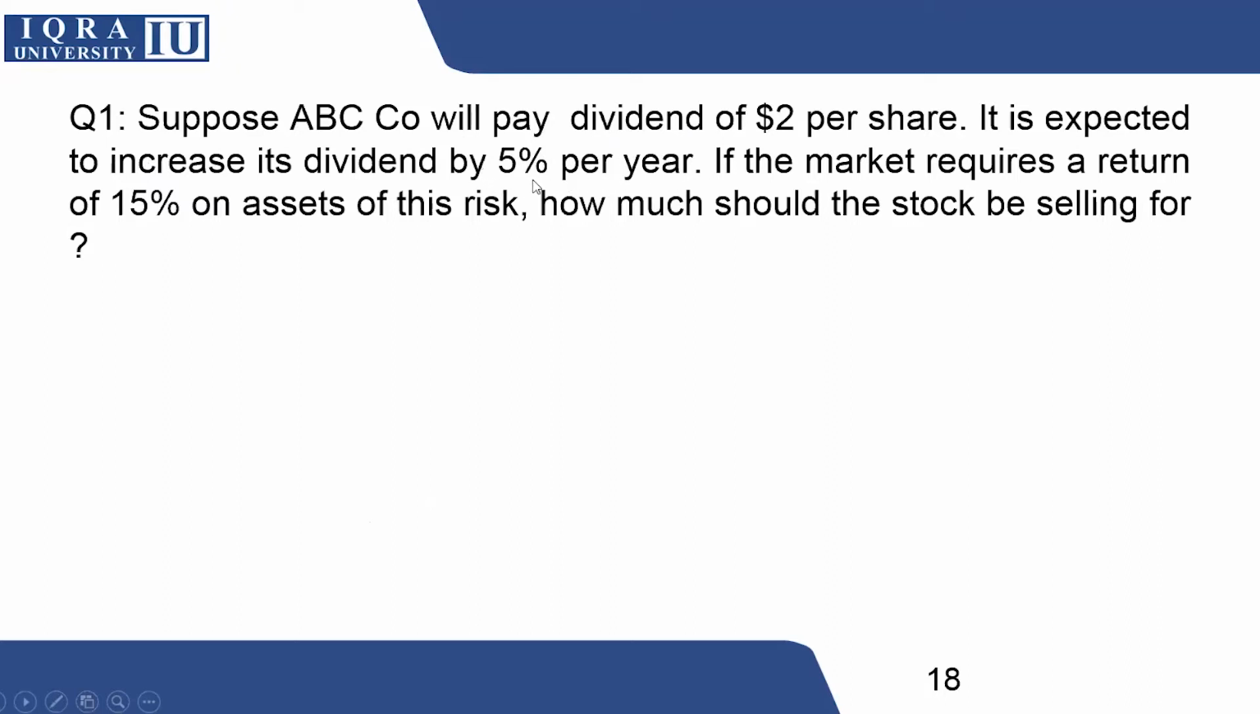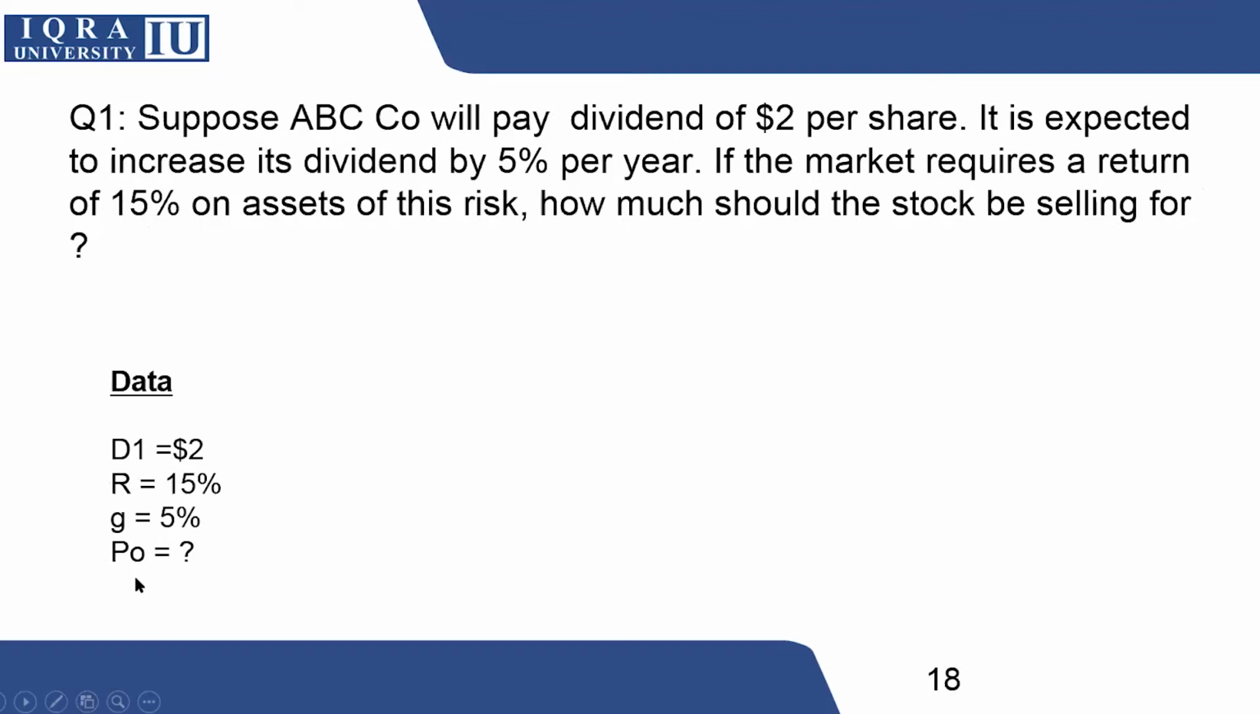This is the growth rate which is given in the question, and since growth is static, we will assume that we can apply the constant growth model in this equation. Market required rate of return is 15%, so this will be taken as the investor required return. What should be the selling price of this stock? So student, first see the available information. D1 is $2. Required return of the investor is 15%. Growth is 5%, and the question is asking you to calculate P0.